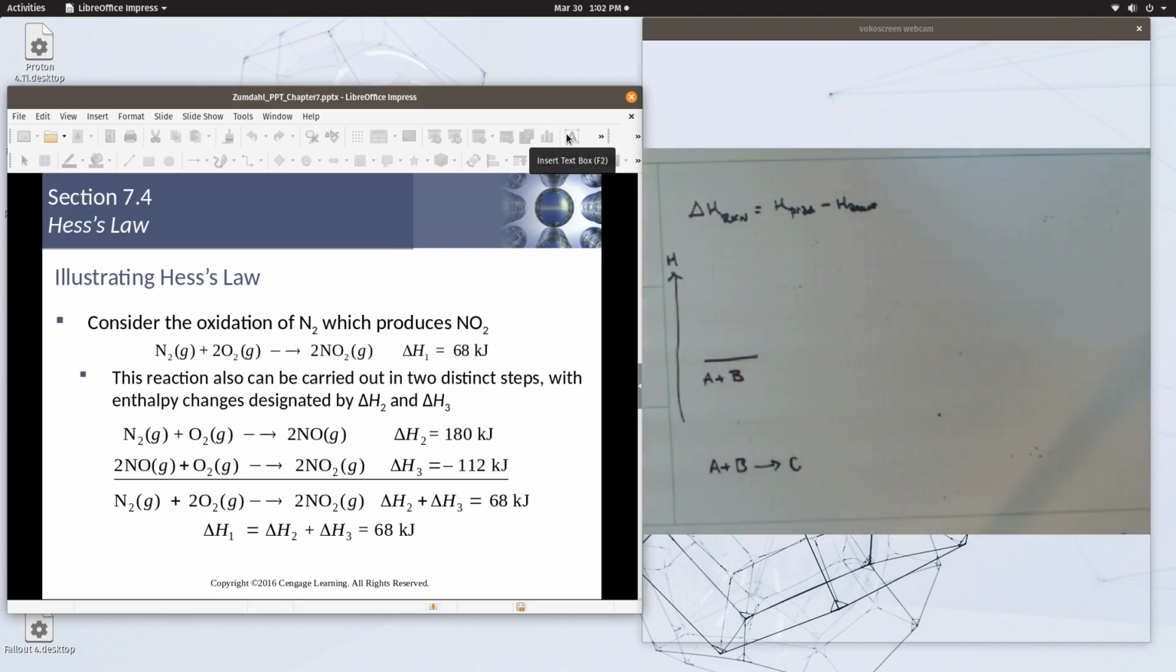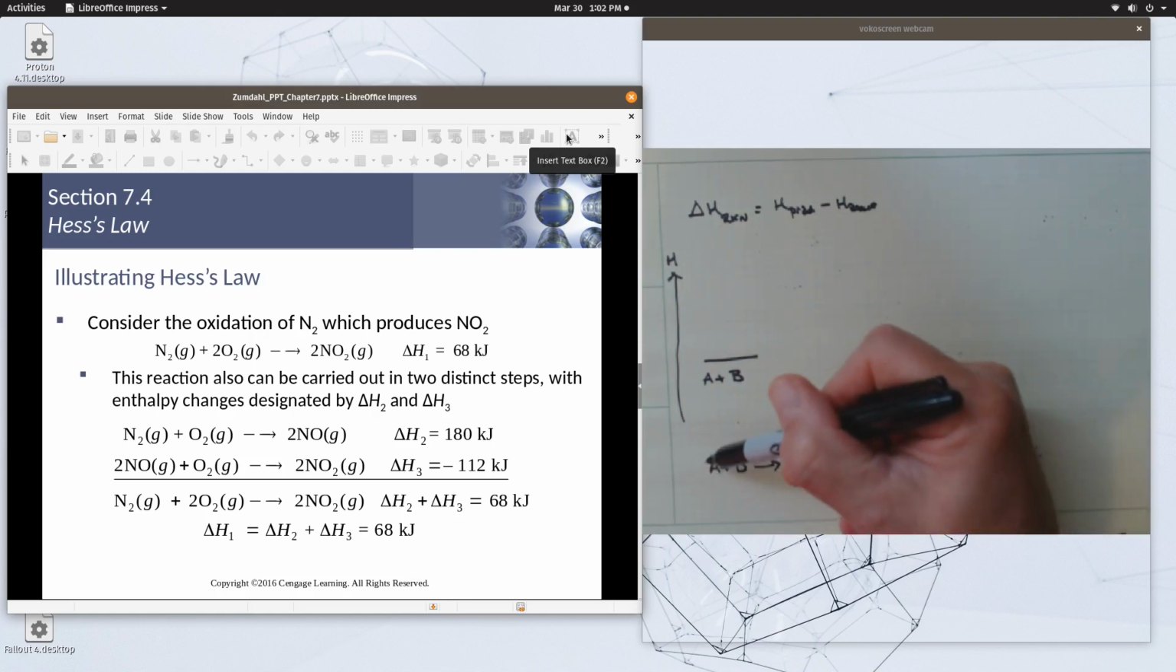Now, C is some sort of enthalpy. I don't know what C is, and it really doesn't matter in terms of this. But let's say I've never done this reaction right here. I want to find out, or estimate, what is the enthalpy of this reaction. How much heat is liberated or required to create C from reactants A plus B.